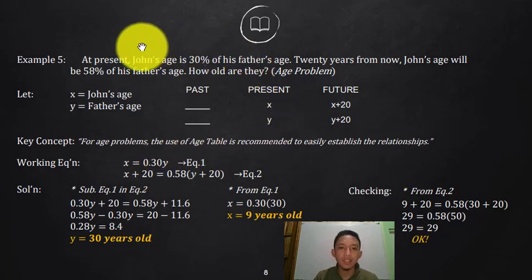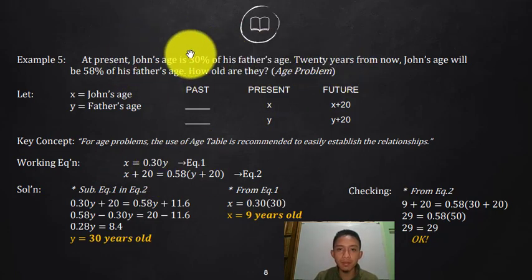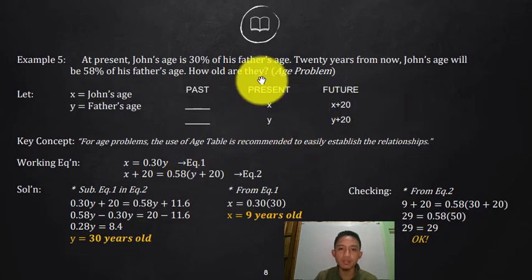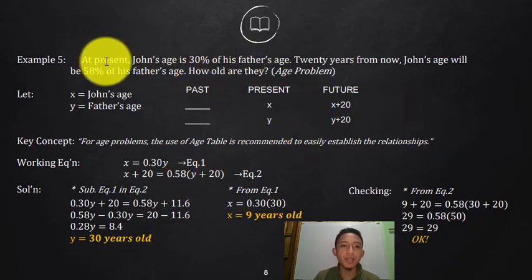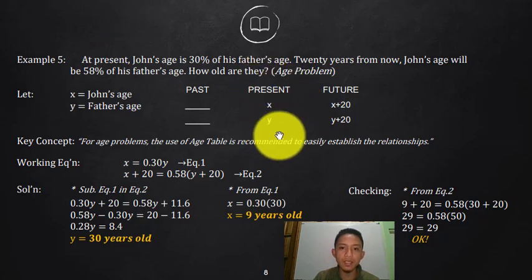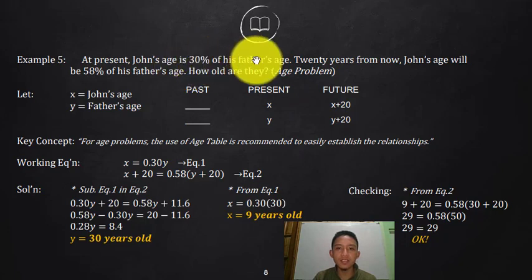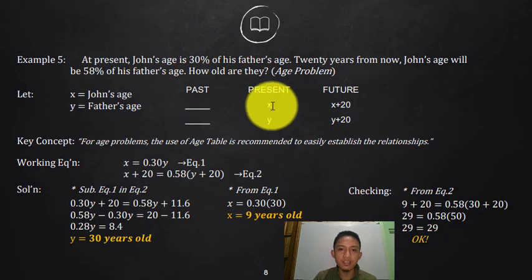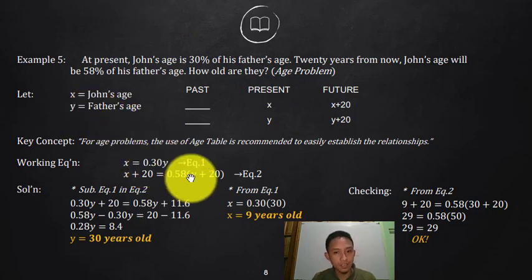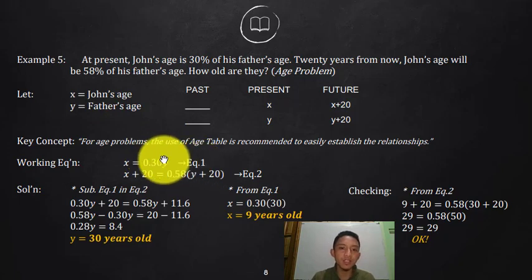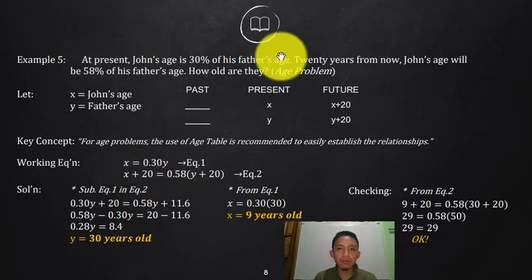So let's make use of the problem to formulate the equations and at the same time your table. It says there that at present, so we are going to make use of the present column. At present, John's age is 30% of his father's age. So that is the first equation. At the present, John is 30% of father. So John, which is x, is equal to 0.3 of y, which is father's age. Equation 1. You need to create another equation since there are two unknowns.